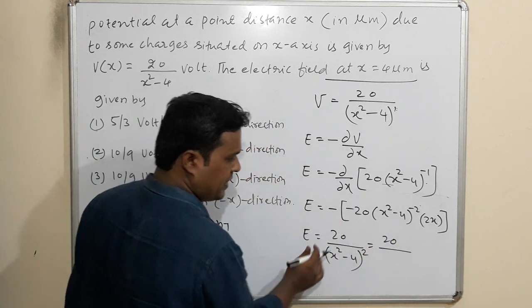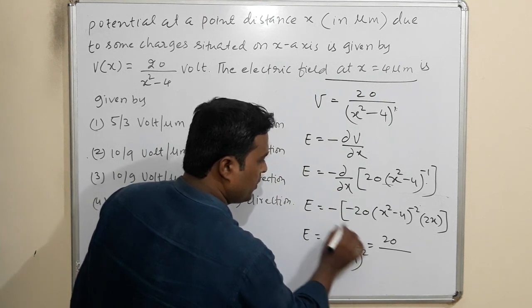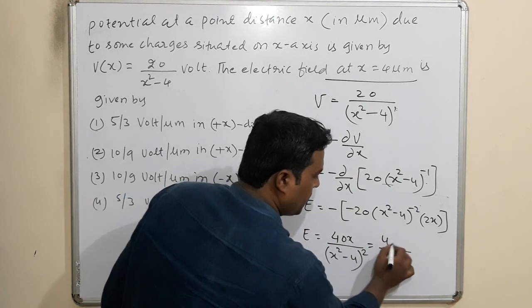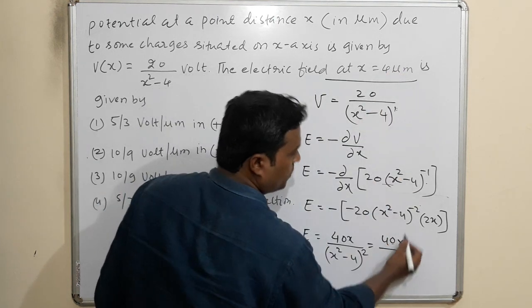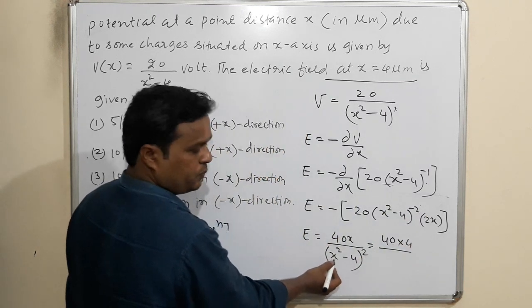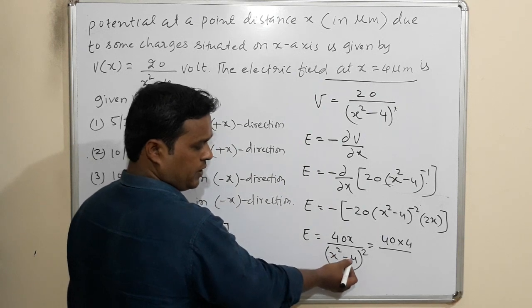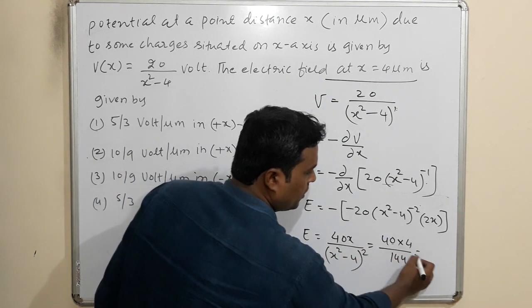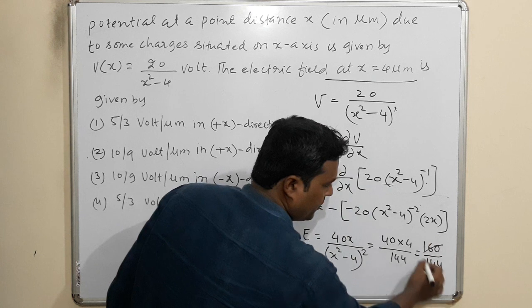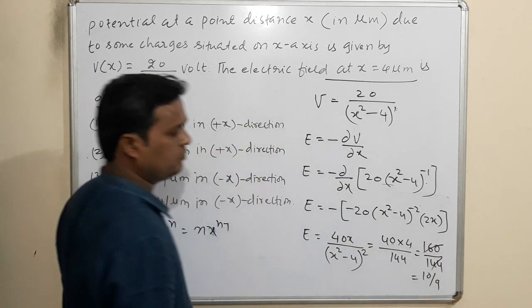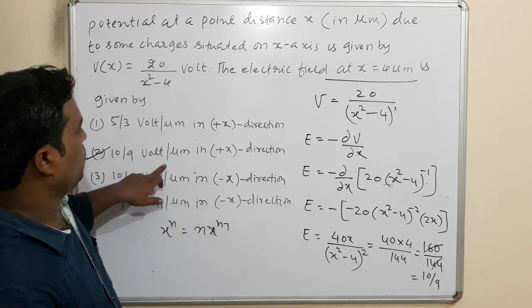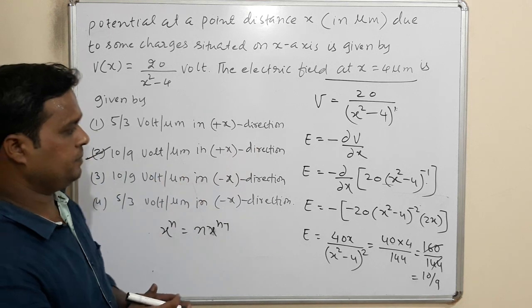Minus of minus 40x, minus into minus becomes plus. 20 into 2x will be 40x. This is 40 into x. X is 4. Substitute this 4 here, 40 into 4, and 4 square is 16, 16 minus 4 is 12, 12 square is 144. This will be overall 160 divided by 144. If I cancel it by 16, this will be 10 by 9. This is plus 10 by 9. Therefore, the electric field will be 10 by 9 volt per meter in the positive x direction.